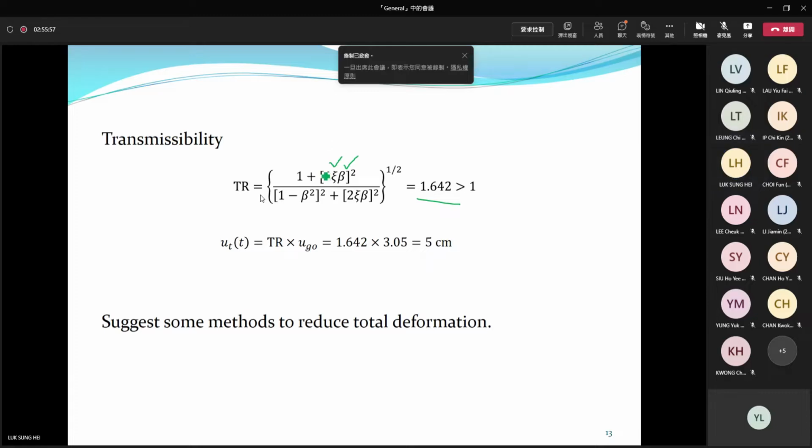Then put them together, it becomes TR. By definition, TR is equal to the total displacement of the structure over the ground displacement amplitude. So you just move the denominator to the left-hand side of the equation. TR times the ground displacement amplitude gives you the total displacement of the vehicle, approximately 5 cm. Okay, this is about the use of transmissibility of structures.